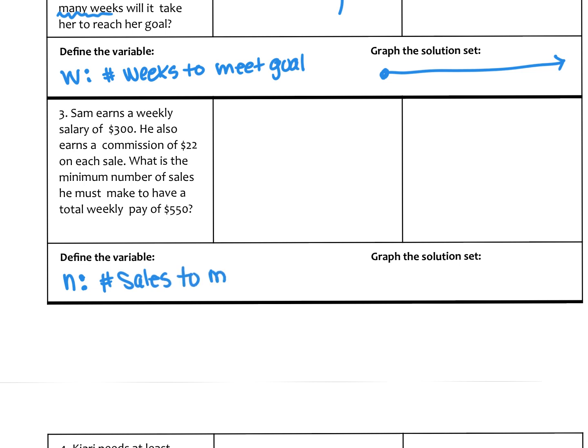Number of sales to make the pay that he wants, okay? I'm going to need a graph. Now, he earns a salary of $300, so he starts with $300, and then he gets a $22 commission. So I'm going to let you put in your variable term right there.